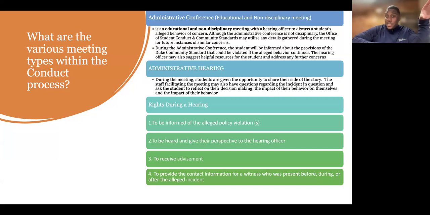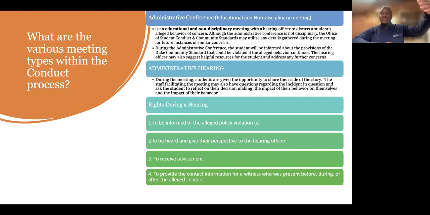It's an educational non-disciplinary meeting with the hearing officer. A hearing officer can be anyone from my office, any RC or ARC within residence life, or any university staff member. Ideally, an administrative conference is a meeting where we say, hey, we have information that this may be you doing this. Let's say there are three rooms that the RA is receiving phone calls and complaints about, hey, cannabis usage, it smells like cannabis. Every time the university police comes and knocks on the door, they can't figure out which room it is, but it's these three rooms.